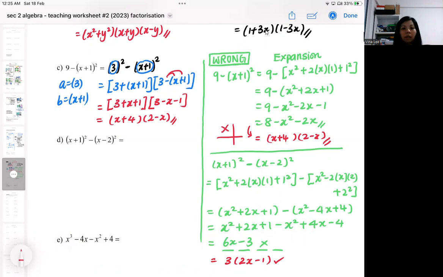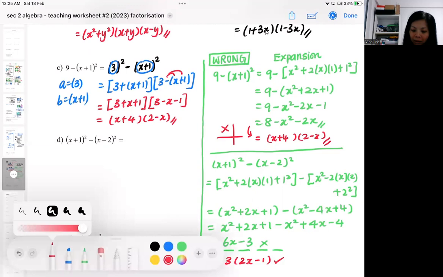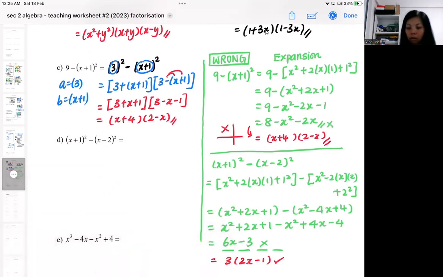So for C and D, you have the option. You can go through the expansion followed by a factorization. But if you stop at the expansion part, you will be wrong. If you just do the green color part, you will be wrong because you are doing expansion. You're not following the instruction.